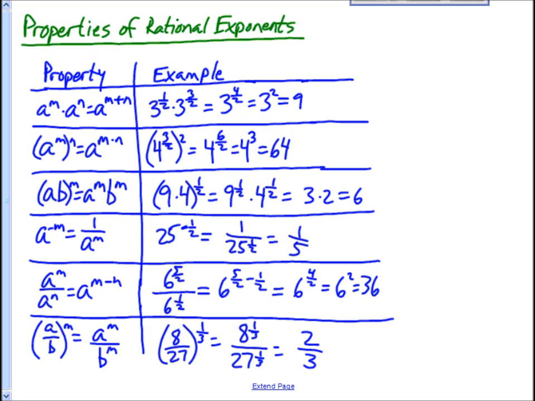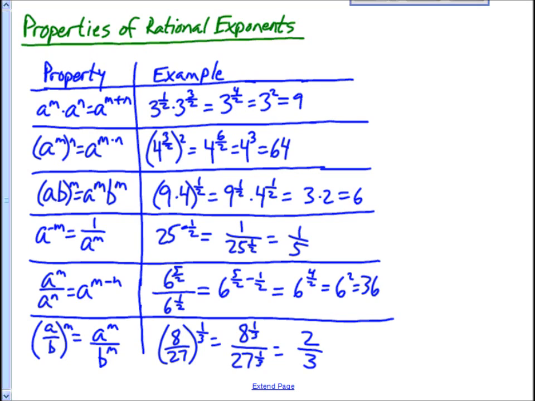A to the m over a to the n. So you've got your quotient of powers here, which is a to the m minus n. So for example, 6 to the 5 halves over 6 to the 1/2. You notice both of them have base 6 to make this possible, and you can subtract those. 6 to the 5 halves minus 1/2, which is 6 to the 4 halves, 6 squared, 36.